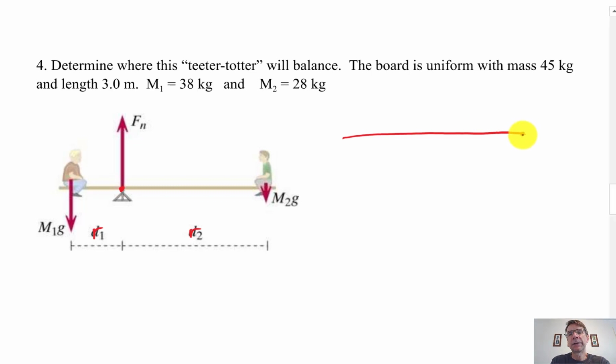Now, over here at this right end, they have it labeled as M2G, but it tells you in this case that M2 is 28 kilograms. So I'm going to do that in my head. It's 280 newtons. That'll be close enough. At the other end, we have the heavier person, 380 newtons. I'm getting that from the information given. Person number 1 is 38 kilograms times 10, 380 newtons.